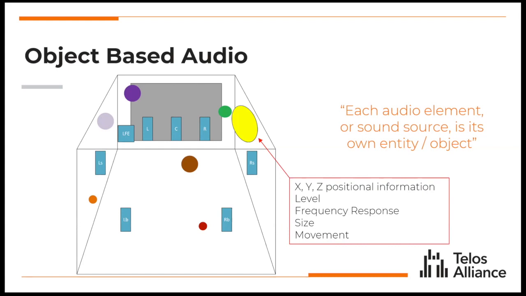Each audio element, as I said, has metadata associated with it. And this metadata can be positional information, it can be level for playback, it can be changing frequency response, the size of the object, whether it's a small pinpoint object or whether it's a large sound that would occupy an entire wall of the theater. Movement is also another type of metadata that can be applied with object-based audio.